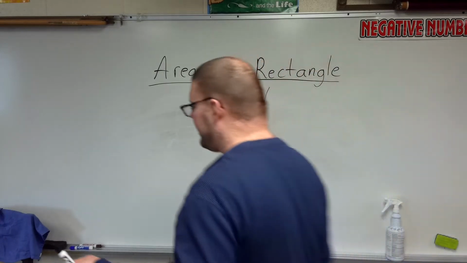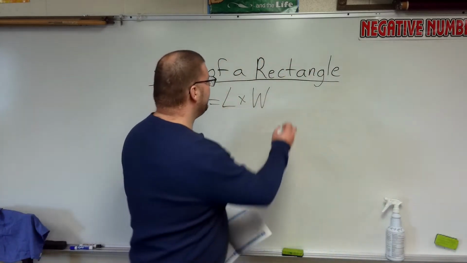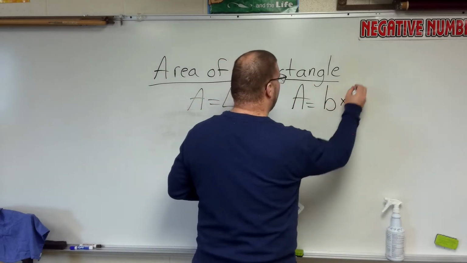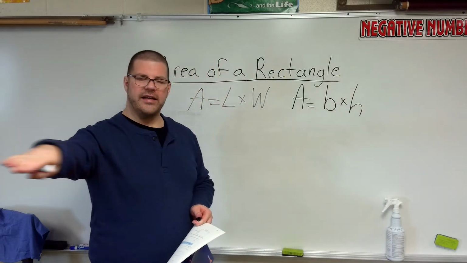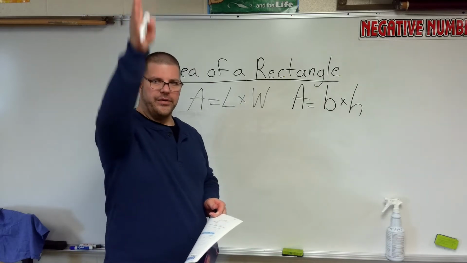The one I really like to do, this is the one I grew up with, base times height. Area equals base times the height. The base is the bottom of the rectangle or the square. The height is going up and down.